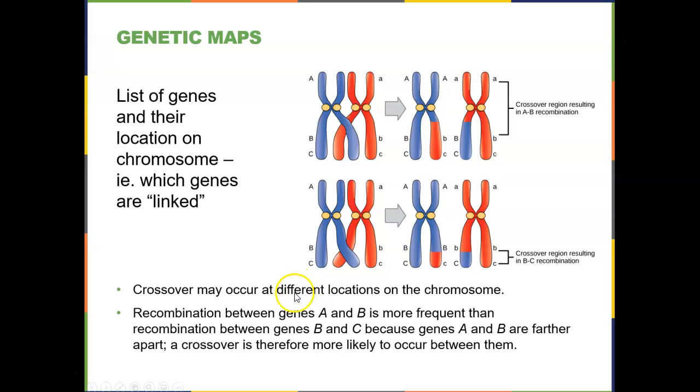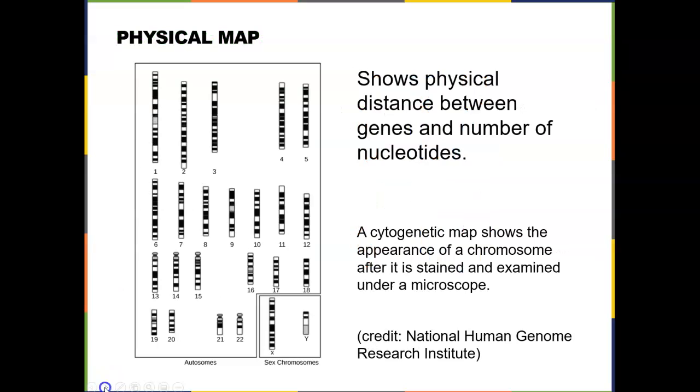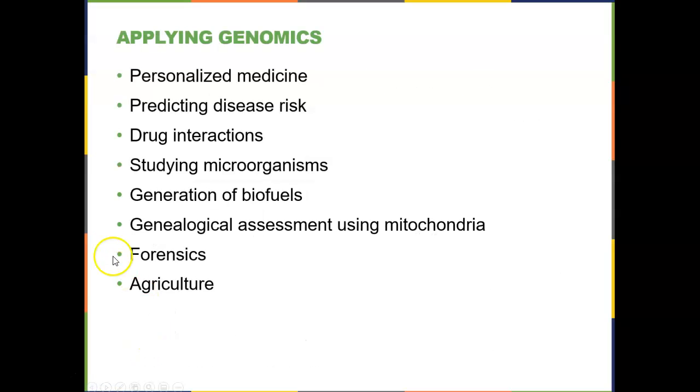So here's a genetic map showing where all the chromosomes are located. We also can look at a physical map to see how far apart the genes are and how many genes and what their nucleotides are. And we can do this through physical mapping. So all of this mapping leads to the fact that once we know what the genes are, where they're located, what the nucleotides are, we can then apply these genomics, these mappings, to a whole host of different possibilities.